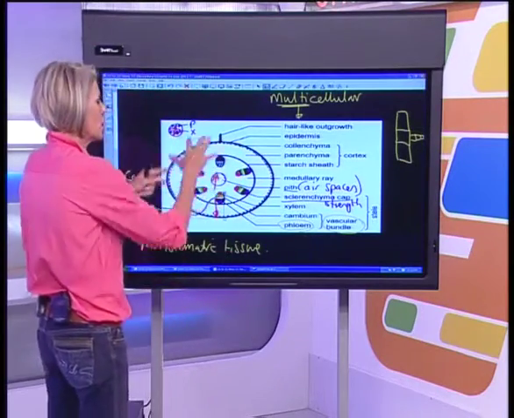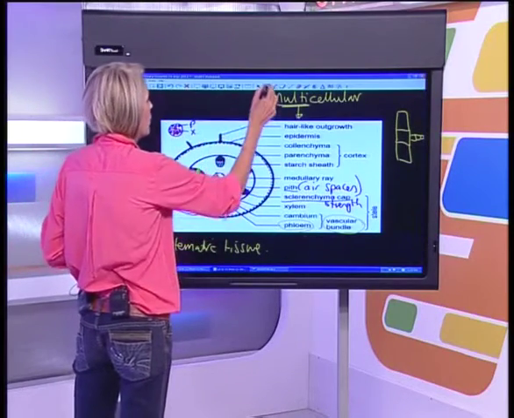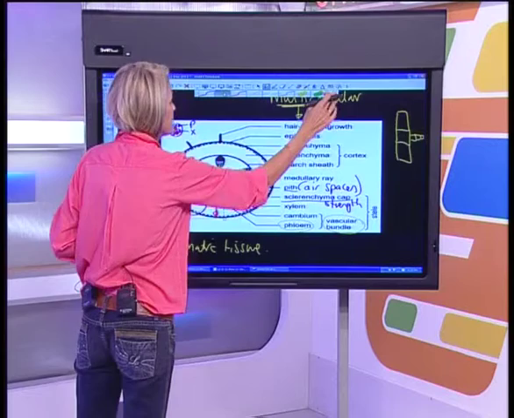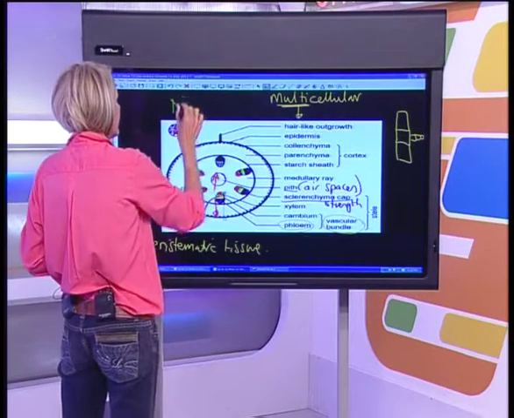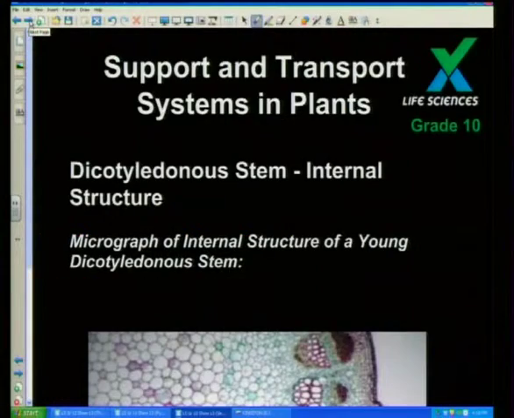So you must know this. This is very, very important. This is an absolutely NB diagram. You must know this diagram, please, people. All right, now, moving along.